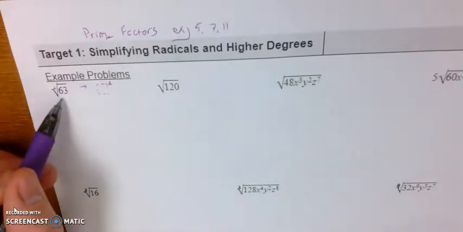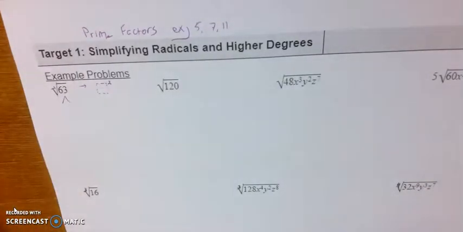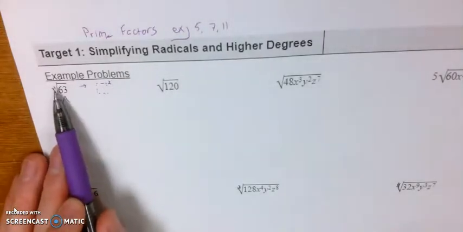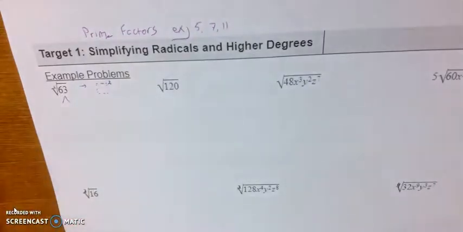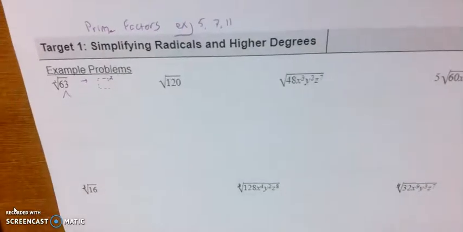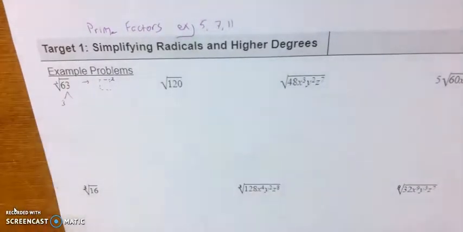What I want to do is break this number 63 into its prime factors by making a little factor tree, and I'm going to look for groups of 2 because that's my index. As soon as I have a group of 2, I can pull that number out. So let's get started. If I'm looking at the number 63, I need 2 numbers that go into 63. It does not matter which 2 I choose. So I know that, let's see, 3 goes into 63. And that would be 3 times 21.